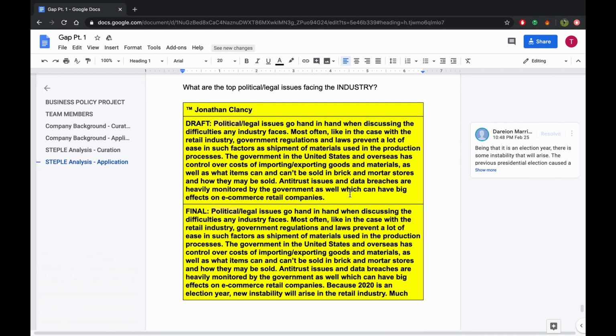In terms of political and legal issues facing the industry, they're pretty similar to most industries' issues in this category. Many of the issues tie back in with each other. Government regulations and laws create a roadblock for companies to overcome. They also create an opportunity for a company to excel. Given that 2020 is also an election year, the political issues facing the retail industry are the outlook on a new president and whether that president will create laws to help or hurt the industry.